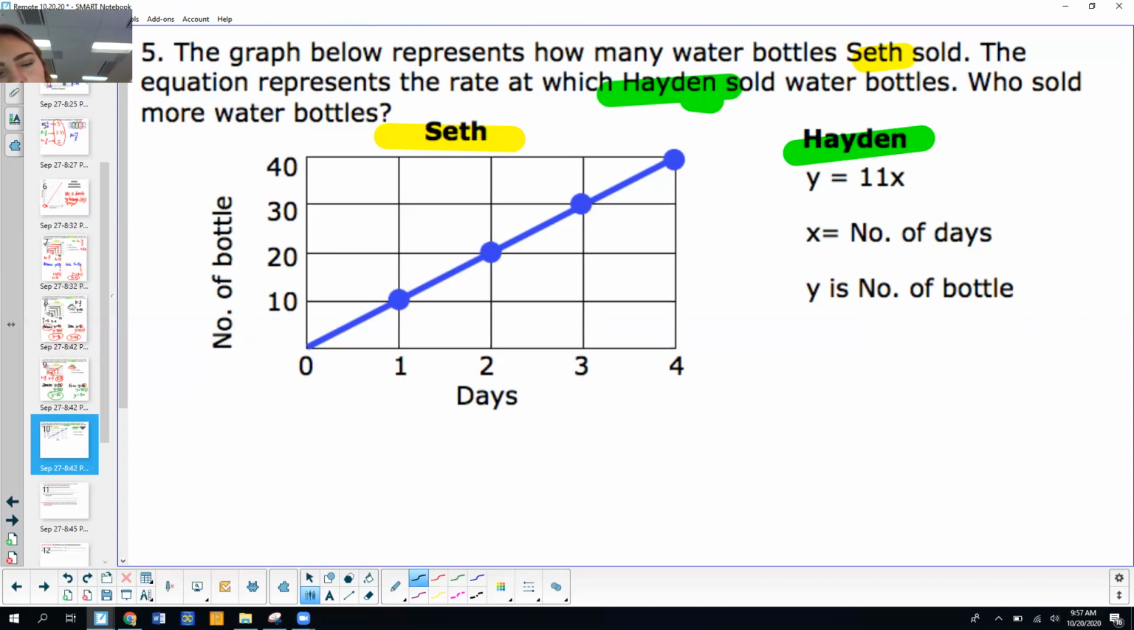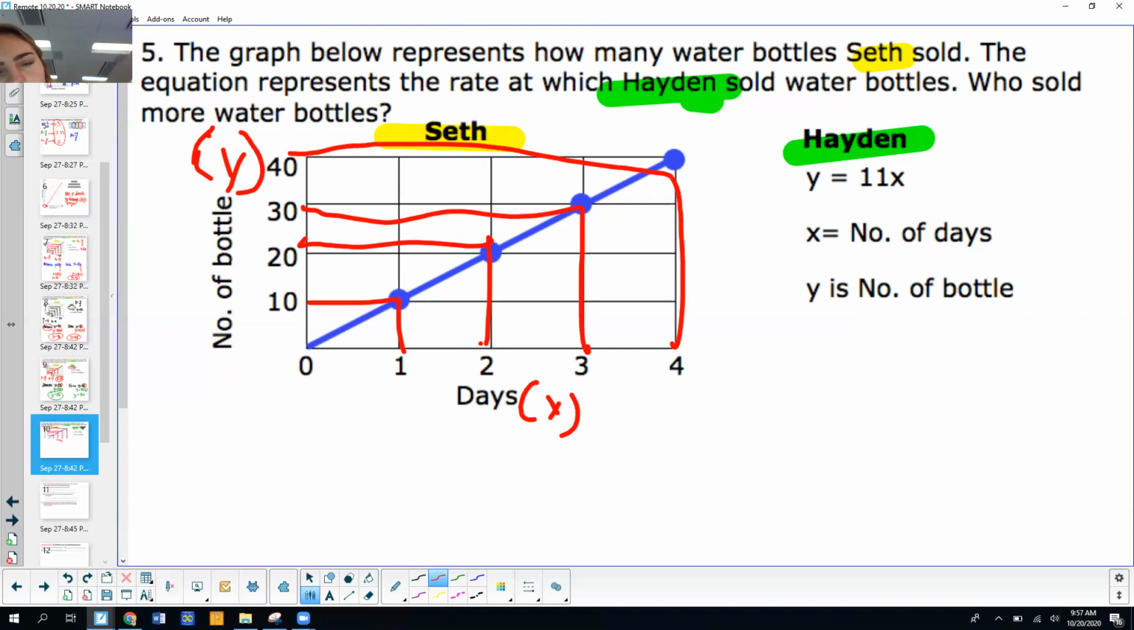So I'm going to turn this graph into an equation. I need to find the constant of proportionality. Remember, we've got x and we've got y. At 1 day, he sells 10 water bottles. At 2 days, he sells 20 water bottles. At 3 days, he sells 30. At 4, he sells 40, and so on and so forth. So a pretty consistent rate.